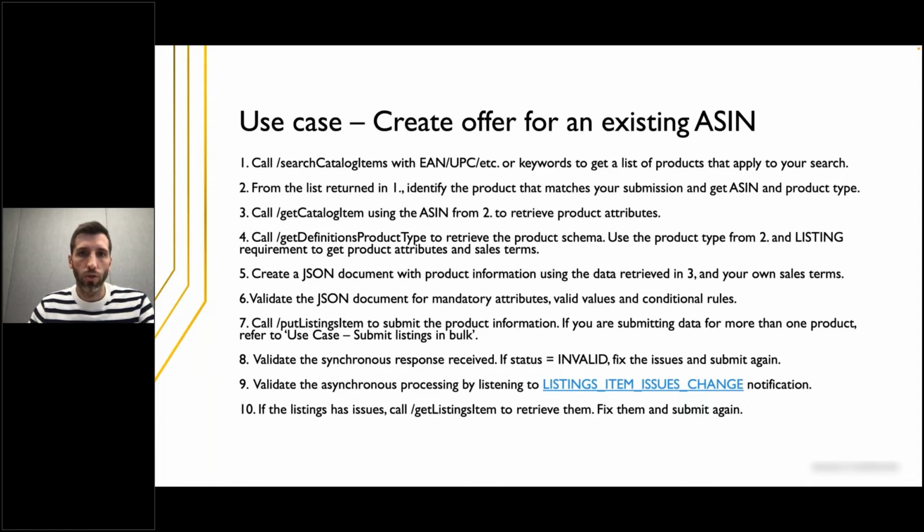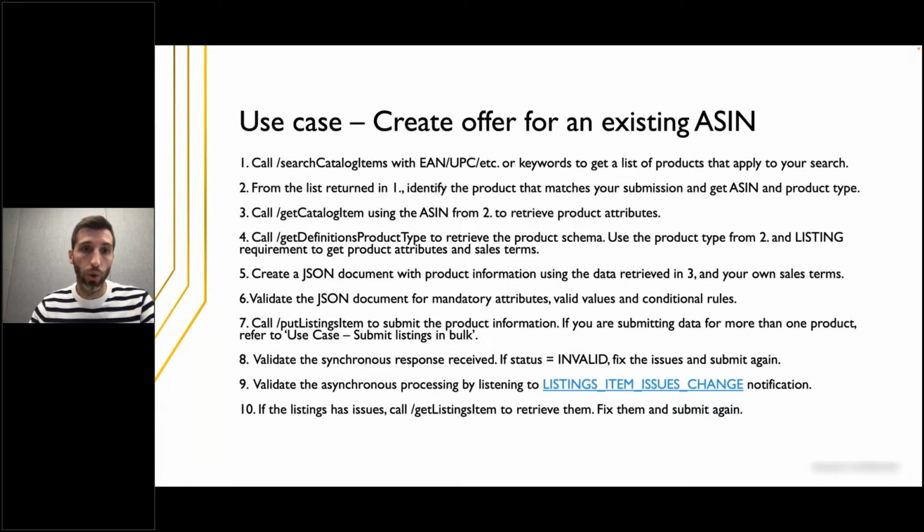Since you are going to submit information for a product that exists, you just want to reuse what's in the Amazon catalog without changing anything, but just adding your own sales information. So step number 3 is basically using the get catalog item operation with the ASIN that you got before to get the product data. As we saw in one of the previous slides, the output from this API can be used as it is in the input for the listings API. So you can more or less copy and paste what you get from the catalog items API and include it in the payload for the put listing operation.